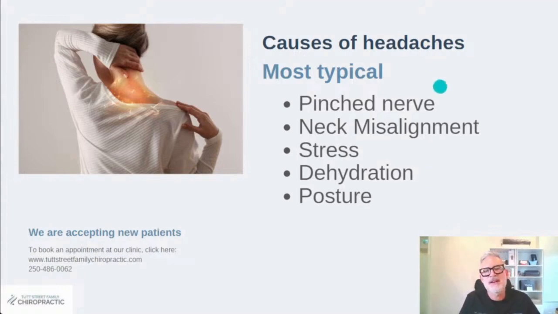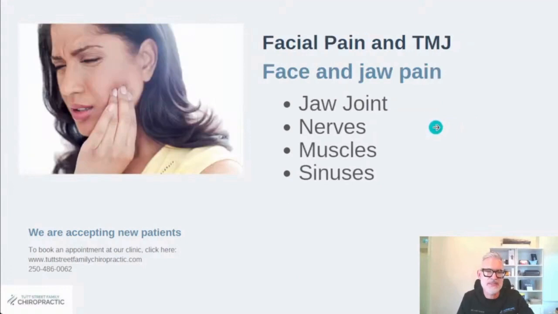All very important, as well as your posture. When you're slouching or your neck's kinked off to one side, this can cause headaches as well, because it can put pressure on a certain area. It can affect the blood flow going through that area, as well as the nerve flow. So very important. And that's something chiropractic is very good at treating: pinched nerves, misalignments, and poor posture.